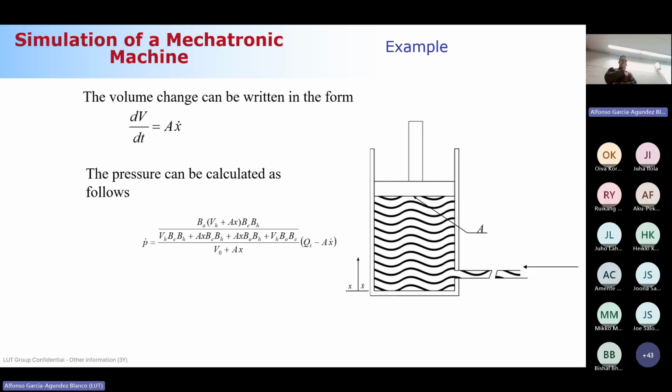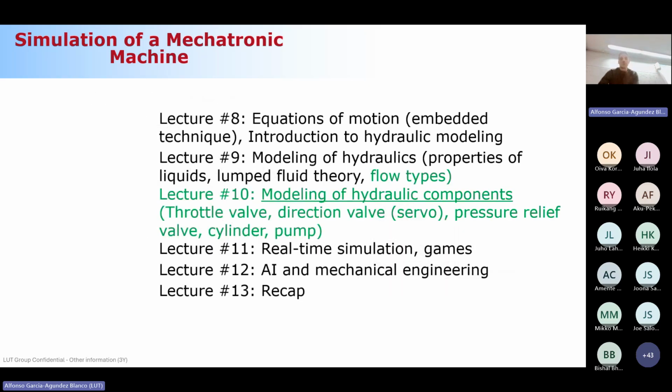And we have also studied the volume flow rates. Of course, now that we have studied the types of flows, if you have now, for example, a turbulent flow rate, this Qi will be a function of the square root of the pressure, okay, based on what we have studied. So you can introduce now in these Qs the different types of flow that we have studied, okay? Perfect. So now I'm going to start with the modeling of the hydraulic components, okay?